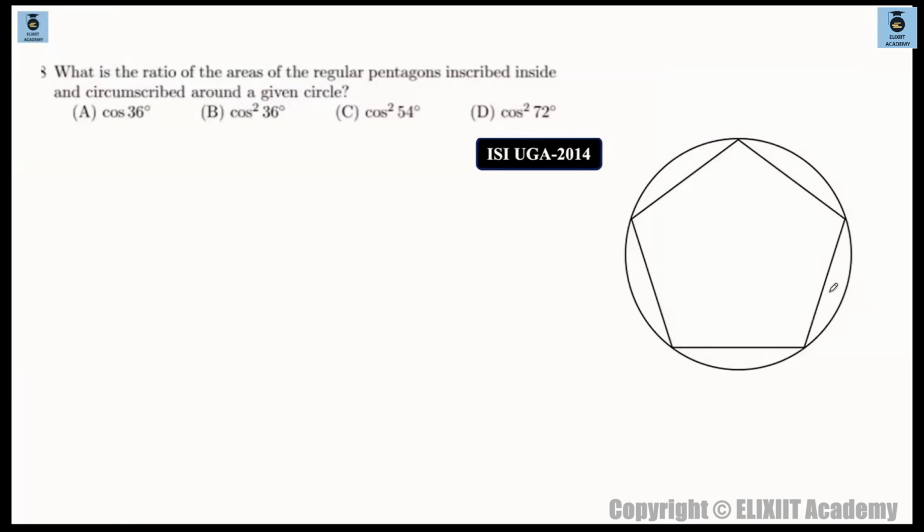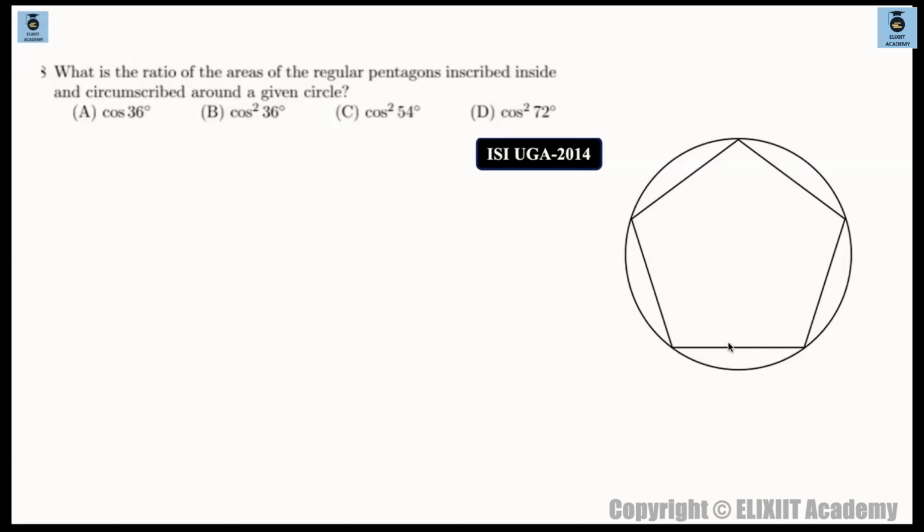So one by one. First of all, we have to find the ratio of what? The areas of the regular pentagons, which is inscribed. One pentagon is inscribed and the second pentagon is circumscribed. मतलब one pentagon is inside the circle and the second one is outside the circle, which is circumscribing the circle. Pentagon is circumscribing. ठीक है. Pentagon is inscribed. So pentagon is inside the circle.